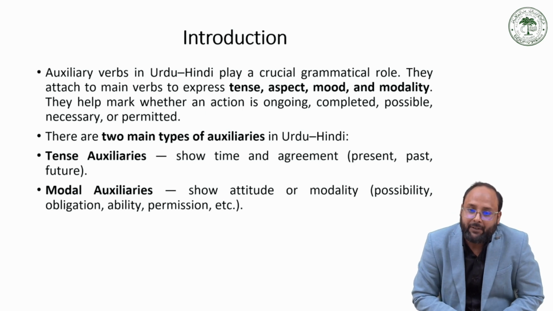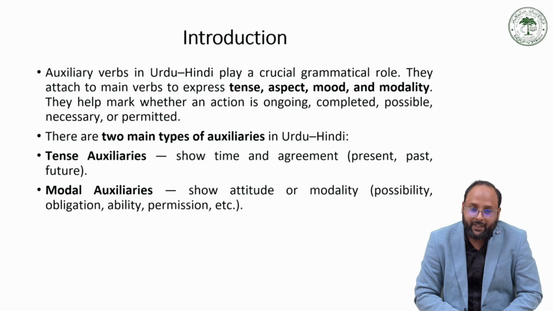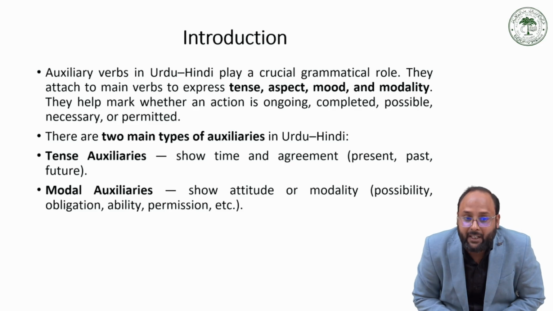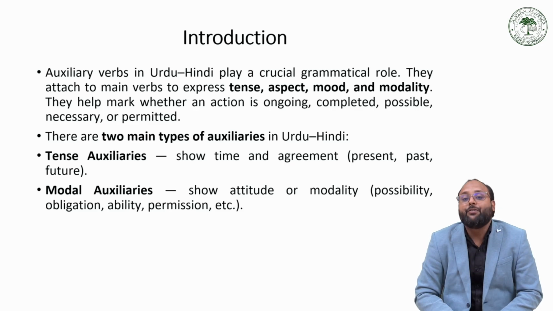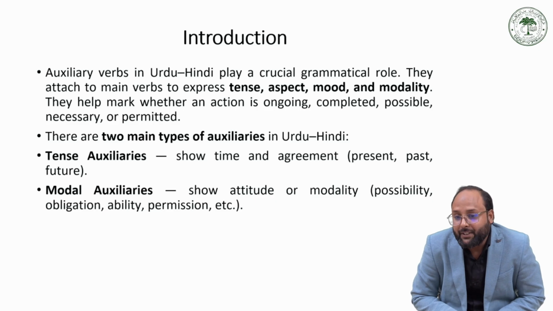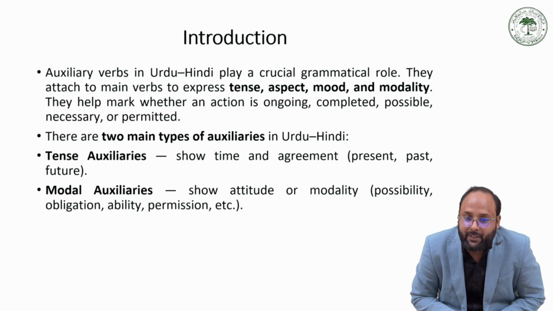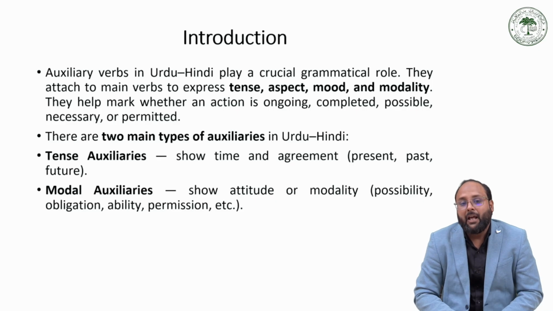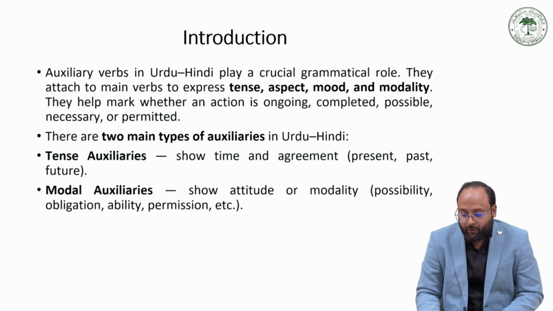There are two main types of auxiliaries in Urdu Hindi. One is the tense auxiliaries, which show the time and agreement in terms of present, past, and future. The other is modal auxiliaries, which show the attitude and modality. They show possibility, obligation, ability, and permission. These two types of auxiliary we will discuss in this lecture.